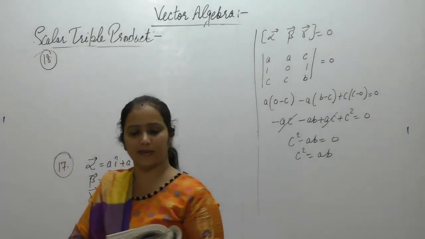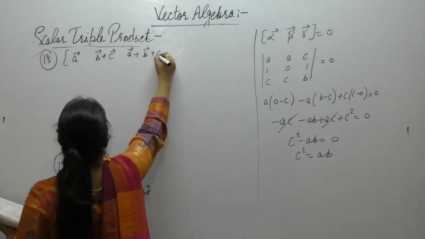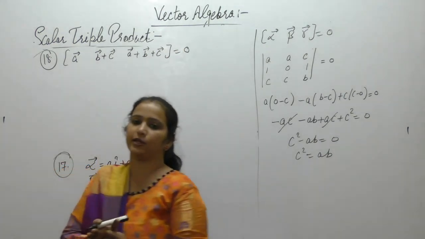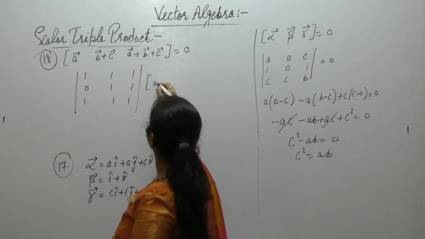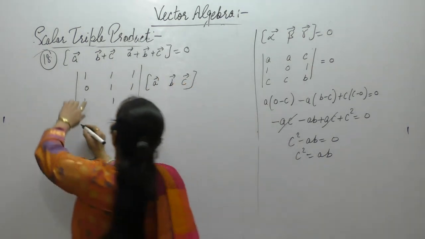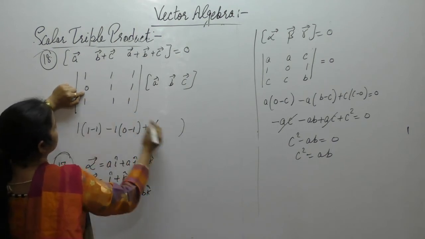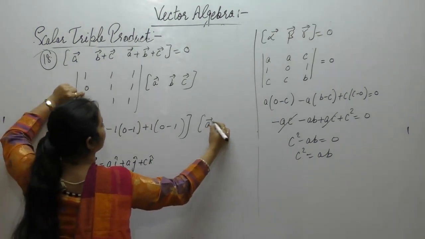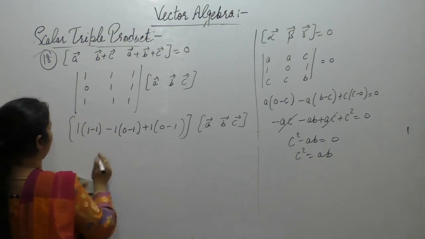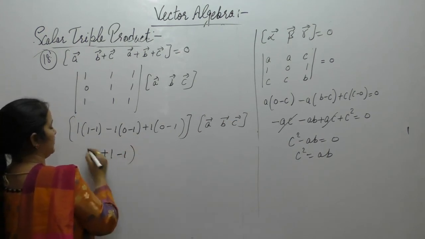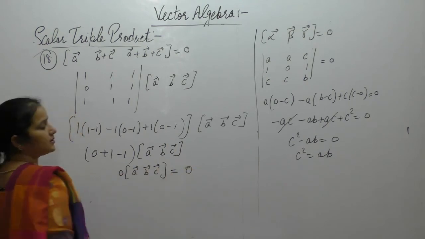For any three vectors A, B, C, show that the scalar triple product of A plus B, B plus C, C plus A is equal to 0. You can solve it by either of two methods. Let us start with the determinant of A plus B, B plus C, C plus A. Solve it: 1 into 1 minus 1 into 1 minus 1, 0 minus 1 plus 1 into 0 minus 1, times A vector, B vector and C vector. One minus 1 is 0, minus plus 1 minus 1, 1 minus 1, 0. So 0 into A, B, C, that is 0.